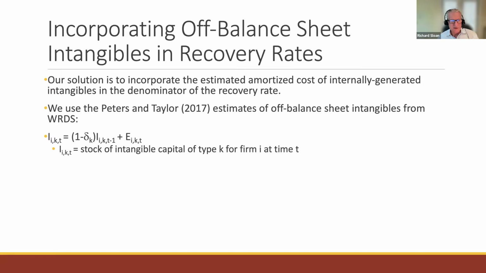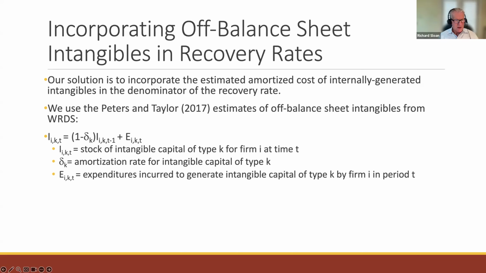So we just have to take their numbers off of words. And what they do is they use the perpetual inventory method for investments or expenditures on intangibles, where I is the stock of the intangible capital that's off the balance sheet. Delta is the amortization or depreciation rate. And E is the periodic expenditure or investment on that intangible, like the R&D expenditure, for example.